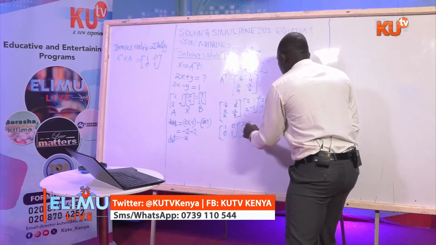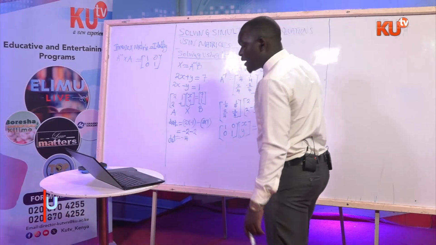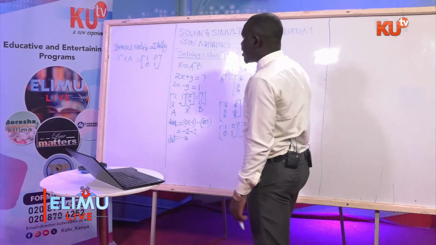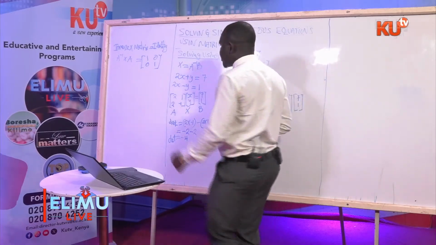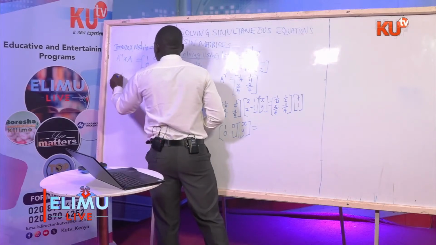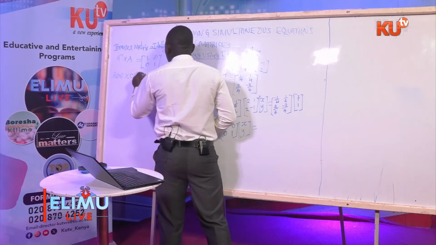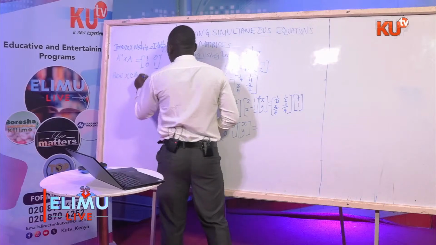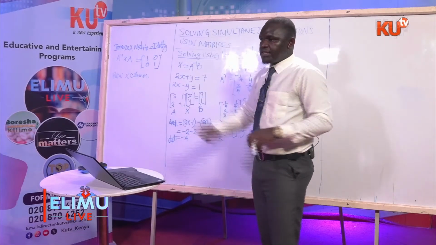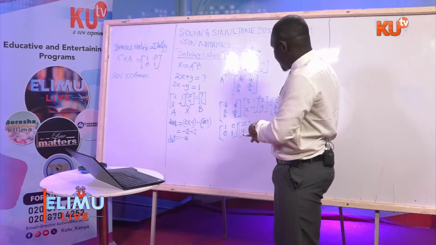Okay? That should now give you what you are doing here. Now, how do you multiply matrices? Learners, when you want to multiply matrices, we normally multiply row times column. That is the rule. When you're multiplying matrices, always multiply rows times column. I want us to do this multiplication together.